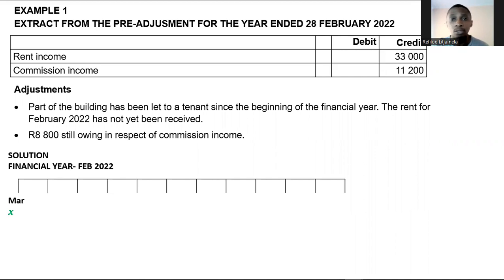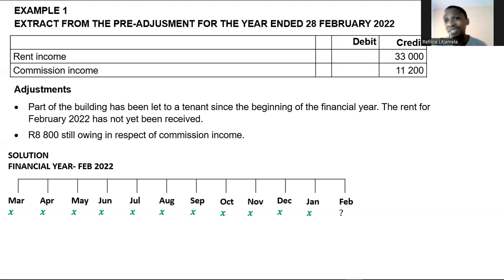We don't know how much we received for March, so I'll just write that as X. For April, we'll also receive X amount. All of these amounts are recorded in the CRJ for those specific months. In May, in the CRJ, we will record the X amount of rent. In June, we'll record the X amount of rent in the CRJ. We'll do the same thing in July and August. We're gonna have September, October, November, December, and then we're gonna have January 2022 and February 2022.